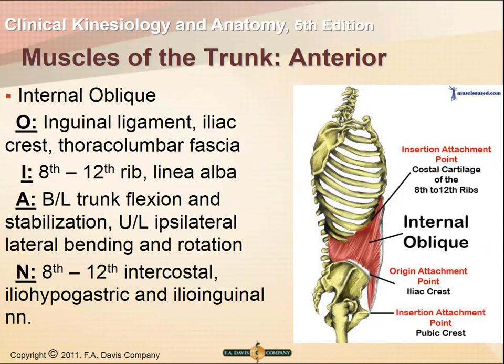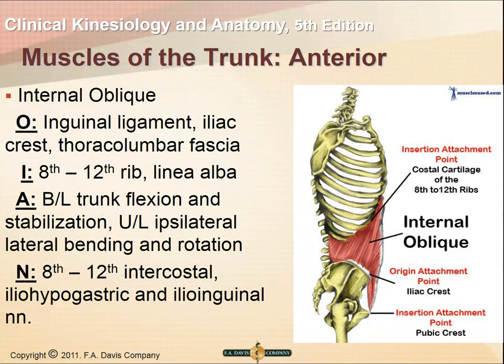Moving on to our internal oblique. So our origin is going to be at the inguinal ligament, the iliac crest, and the thoracolumbar fascia. The insertion is going to be on the 8 through 12 rib, as well as the linea alba. We can see the direction of these fibers are going to be up and in towards the midline, so opposite direction of our external obliques.